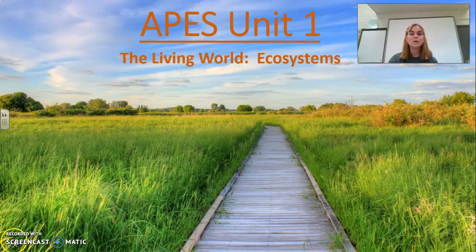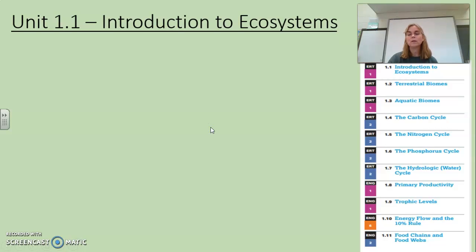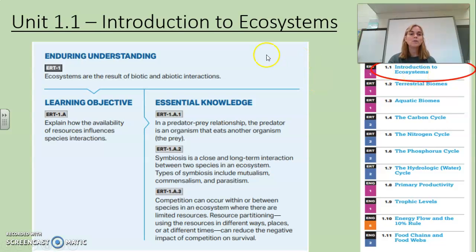Okay? All right, so we are, again, in Unit 1, which has basically 11 subtopics. Today we're just going to be concentrating on 1.1, which is Introduction to Ecosystems. When you look at the learning objectives for 1.1, it's explain how the availability of resources influences species interaction. So we're really going to be looking at how one species and another impact each other, how it impacts where they live, and the resources that they're able to get.